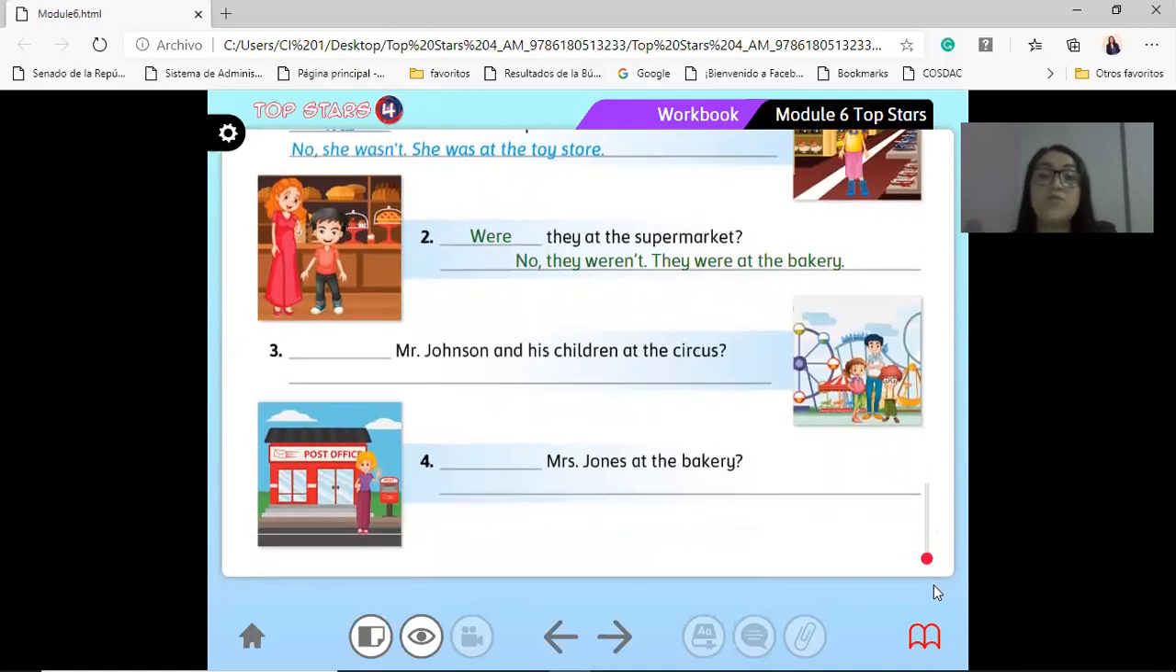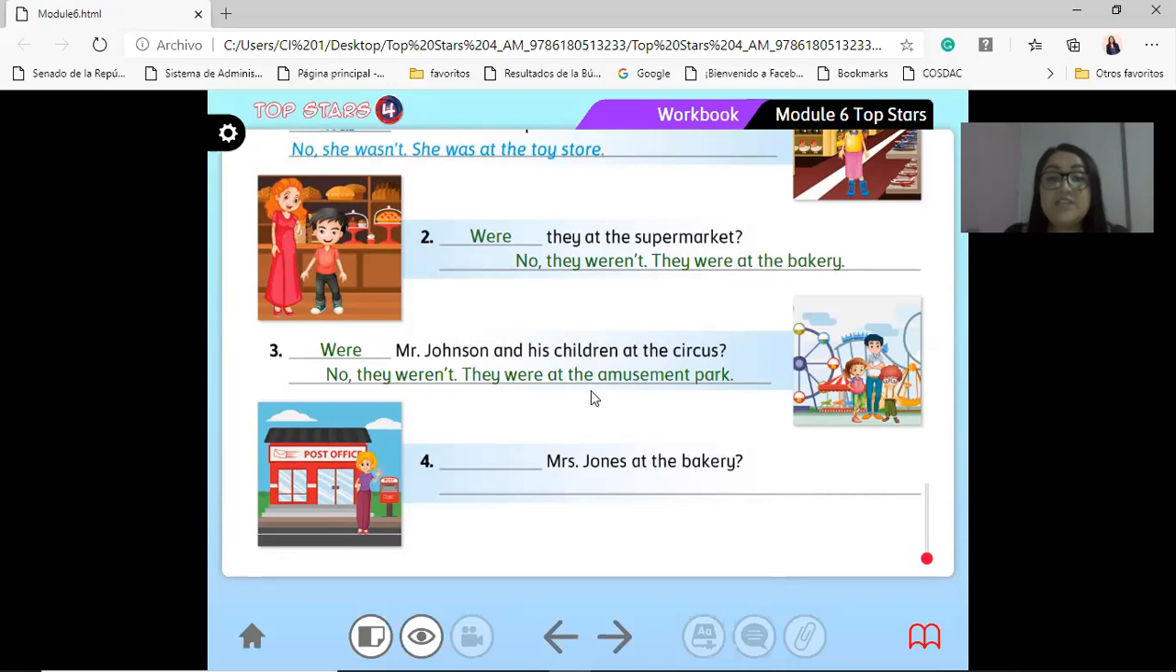Then we have number 3. Mr. Johnson and his children at the circus. Son 3 personas. Tenemos que usar plural. Were Mr. Johnson and his children at the circus? No, they weren't. No, no estaban ahí. They were at the amusement park.